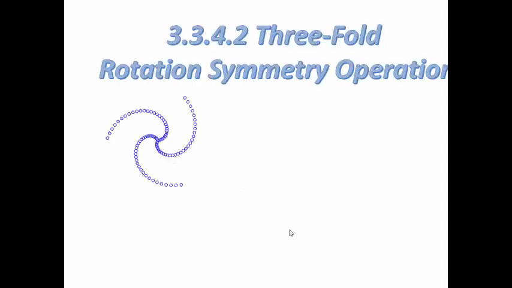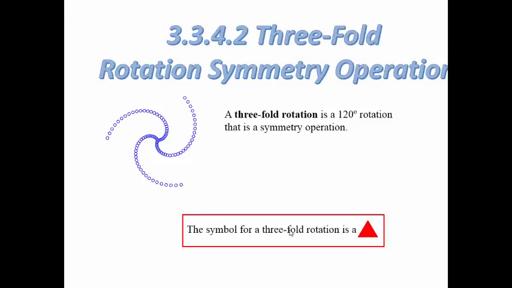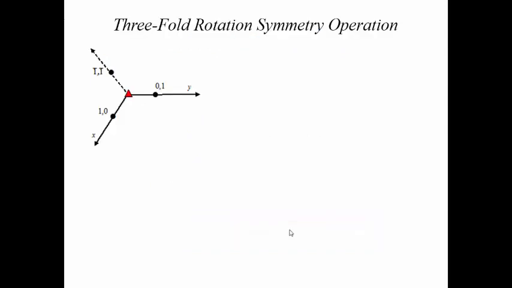Now we'll also do the threefold. This figure exhibits a threefold symmetry, because if you rotate it 120 degrees, you're not going to be able to tell the figure before and after. So, definition: a threefold rotation is a 120-degree rotation that is a symmetry operation. The symbol for the threefold rotation is a triangle. Notice the point is up. And now we're going to get the analytical expression.